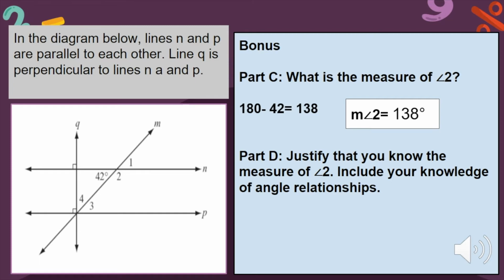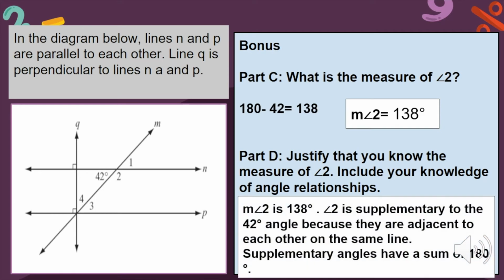Let's see our explanation. The measure of angle 2 is 138 degrees. Angle 2 is supplementary to the 42-degree angle because they are adjacent to each other on the same line. Supplementary angles have a sum of 180 degrees.